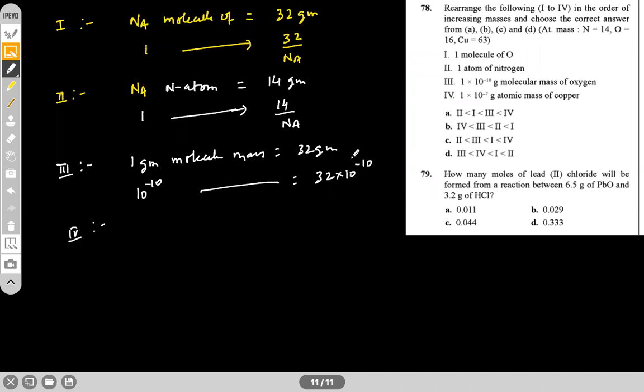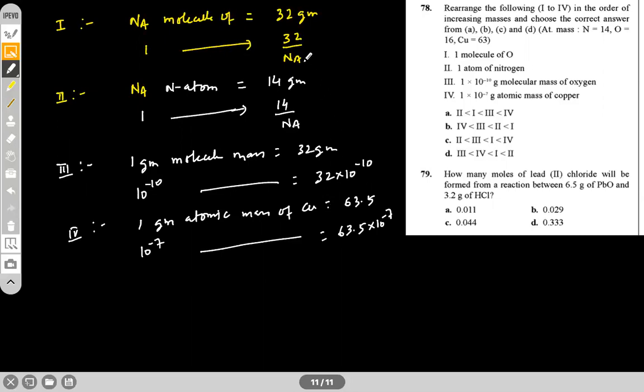Fourth one is this gram atomic mass of copper. So 1 gram atomic mass of copper is 63.5. So 10 to the power minus 7 gram atomic mass of copper is 63.5 into 10 to the power minus 7. So when you compare all of this, obviously one will have the maximum, then we'll have 2, then we'll have 4, and then we'll have 3.